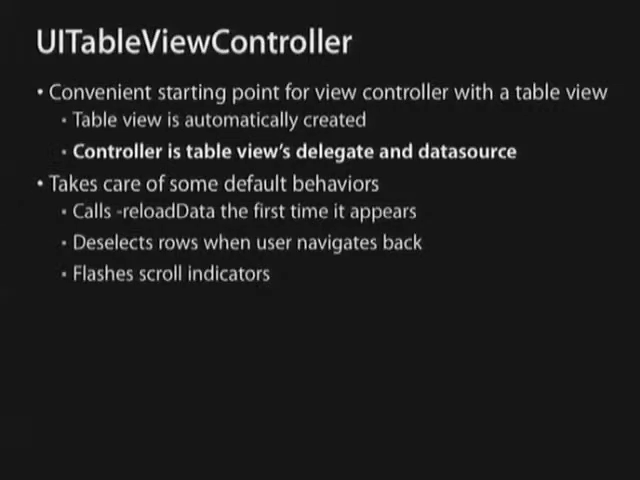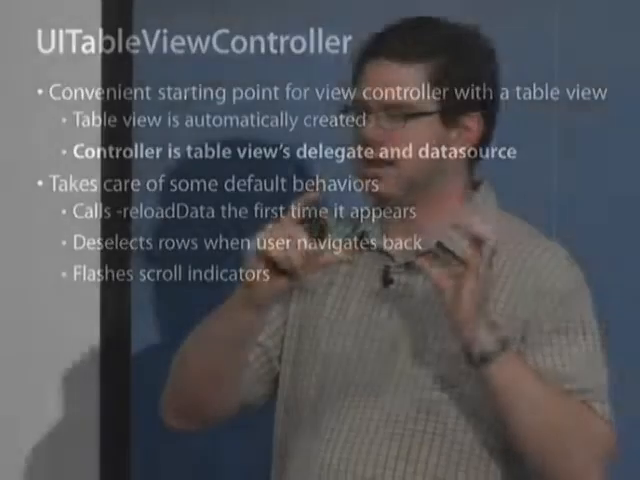Whenever a view comes on screen, it reloads the data. As I mentioned, when you navigate back in a hierarchy, it'll take the row that was selected and animate out the selection. And it'll flash scroll indicators when you first make a table view visible, so the user has some context where they are in that content.